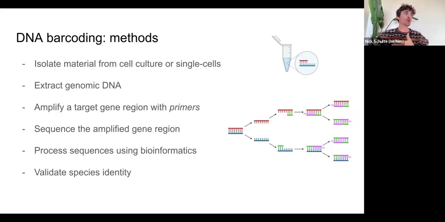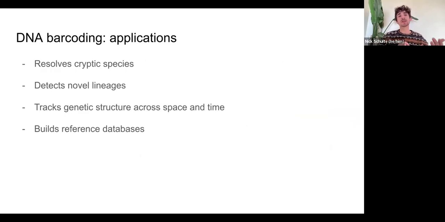It's been shown that those gene regions are phylogenetically or evolutionarily informative. They tell us something about the species ID and the variation across taxa. And where this is used is we can use it to, one, validate species identity like that previous slide showed. Also resolving cryptic species, detecting novel lineages, tracking that evolutionary history, that genetic structure across space. If we're looking at a single species, how different populations of that species vary over space and time.